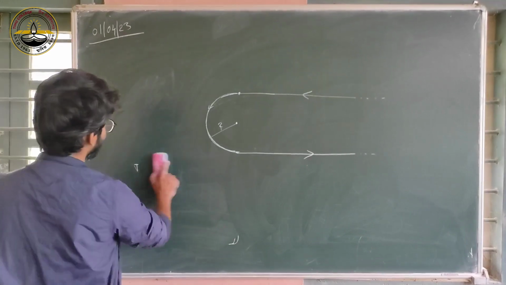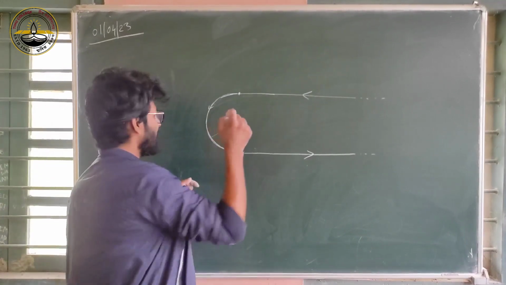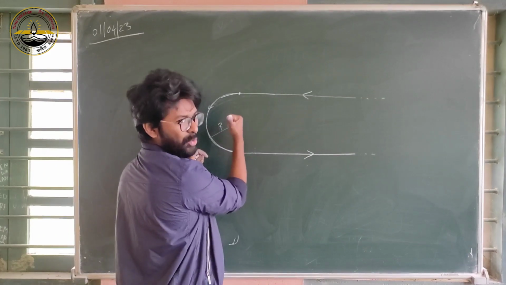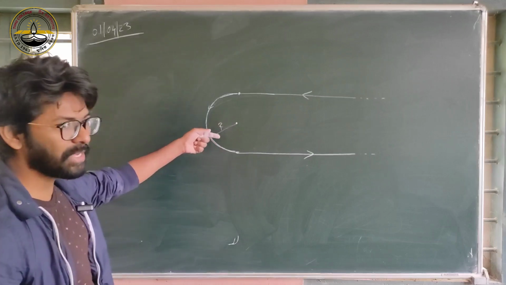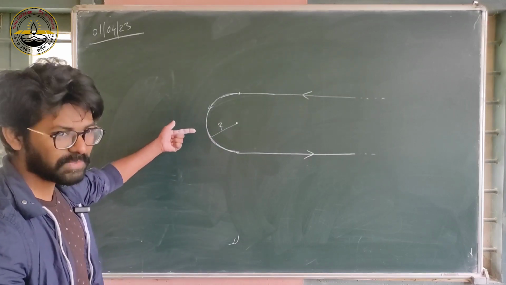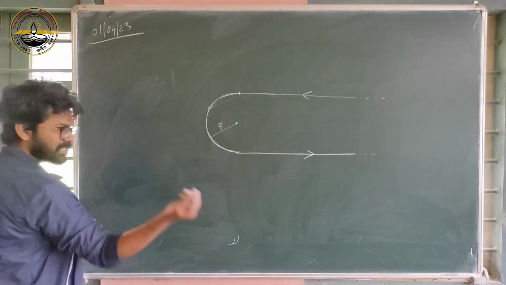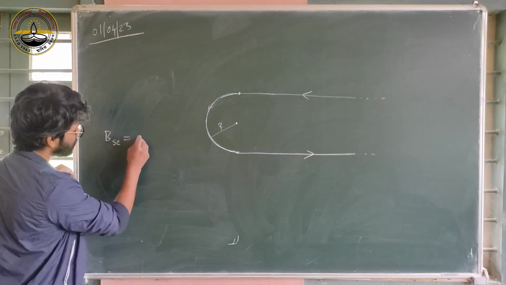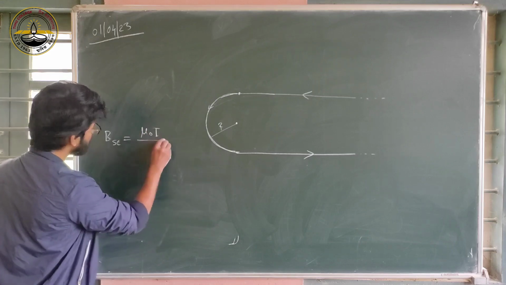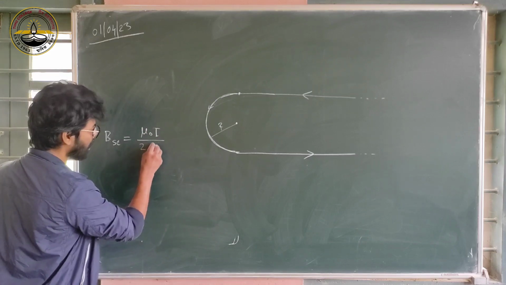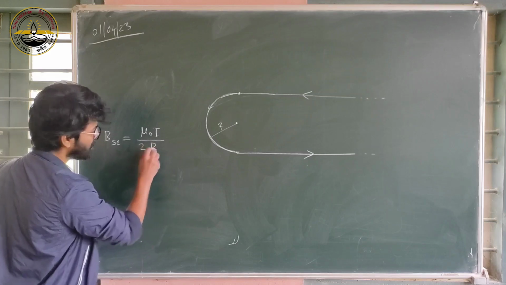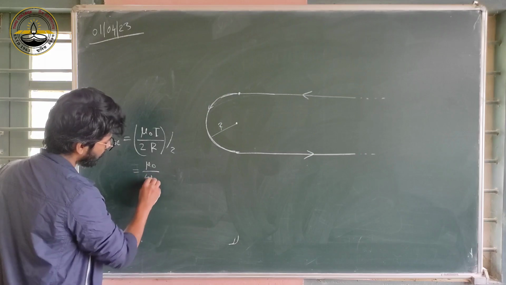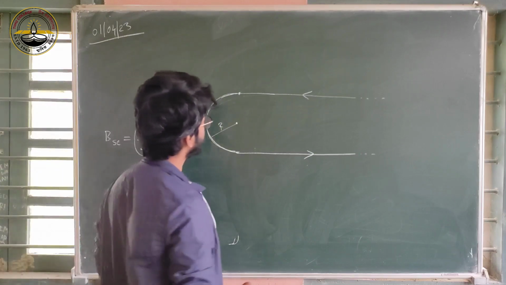But fortunately, that's not the case here because we are at the center. So at the center, everything is just outward. So this formula will be half of the formula for a circle. And we just did that. So B circle, semicircle, let's say, was what? Mu naught I by 2R. So the half of that. So mu naught I by 4R.